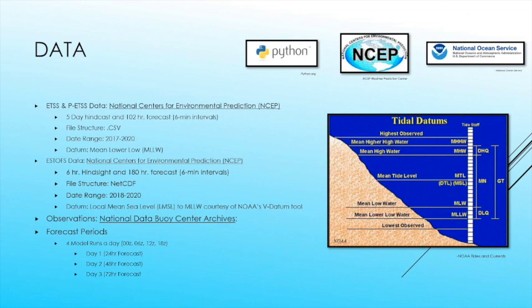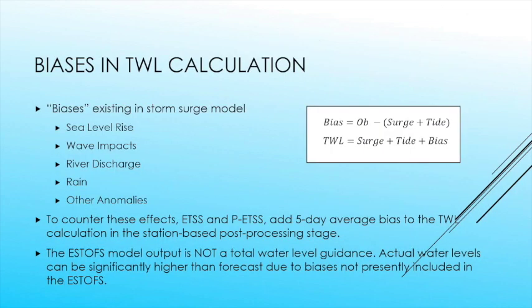As for the forecast periods, each model is run 4 times a day. What I was focused on was the 24-hour forecast, the 48-hour forecast, and the 72-hour forecast. So for each model run, we're taking essentially 3 timestamps of data, and we're compiling that all into Python to do the analysis.